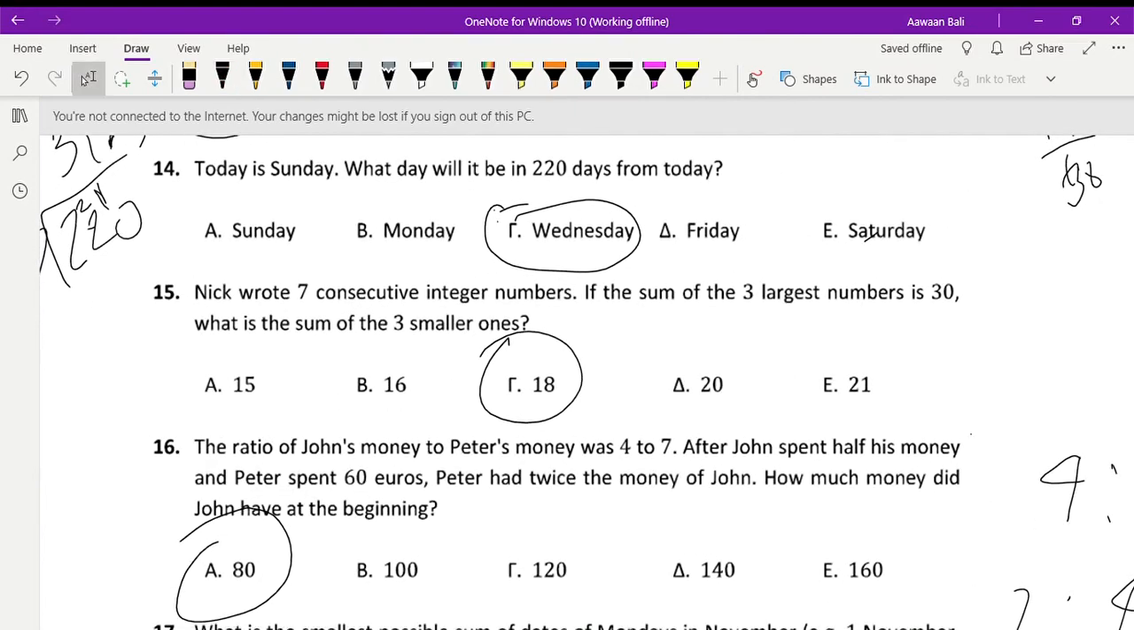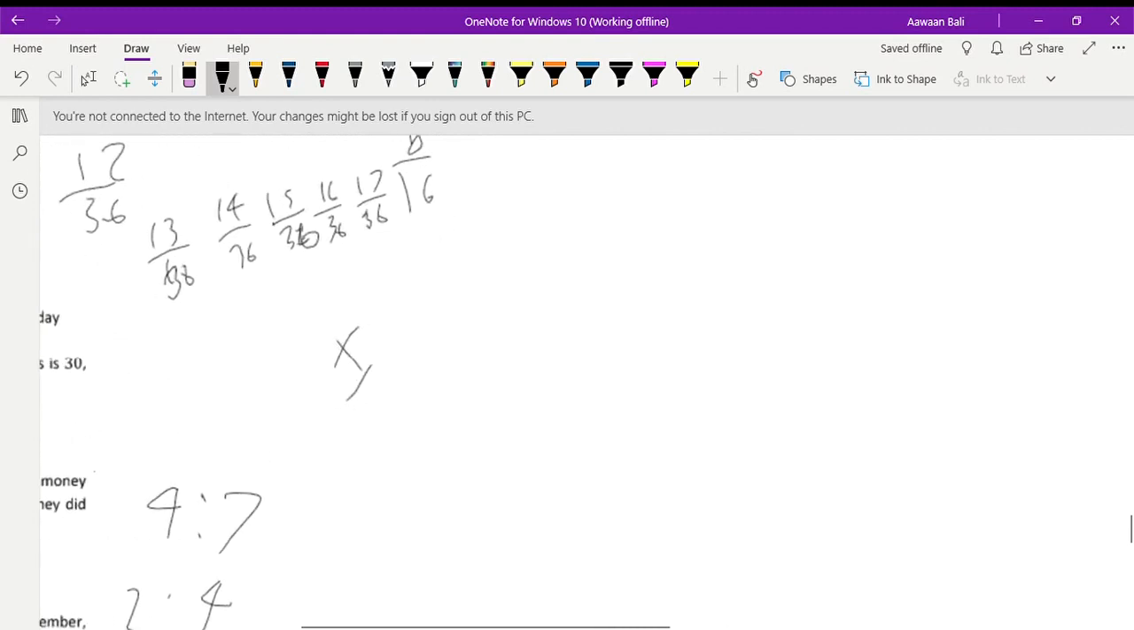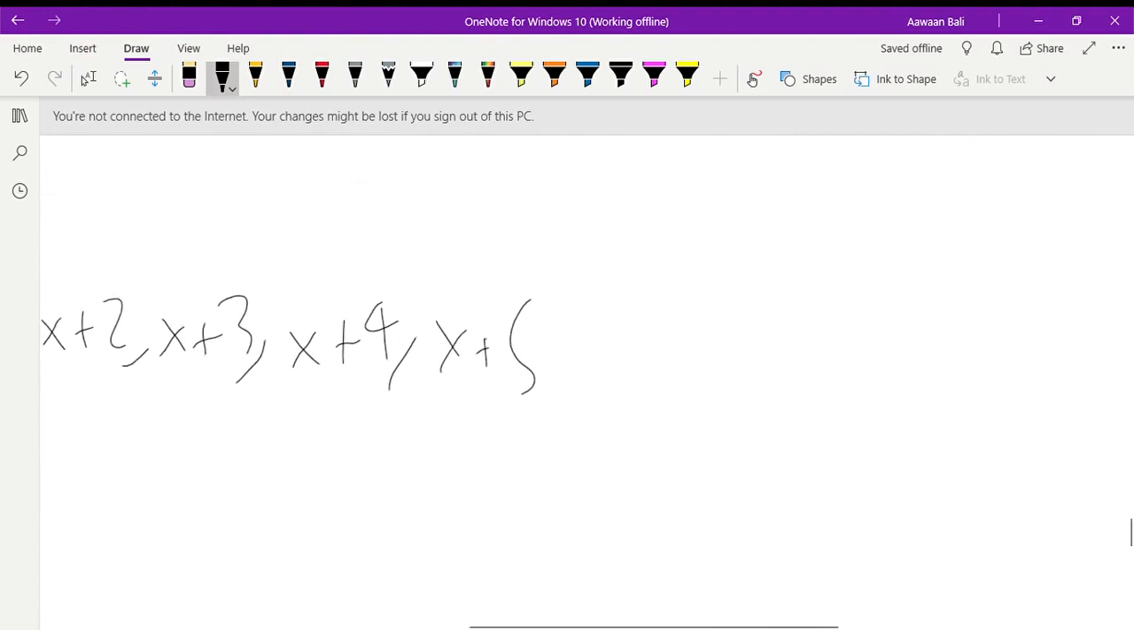Now, question number 15. Nick wrote 7 consecutive integer numbers. If the sum of the 3 largest numbers is 30, what is the sum of the 3 smallest ones? Okay, so basically there's x. So it's 7 numbers, right? So x plus 1, x plus 2, x plus 3, x plus 4, x plus 5, and x plus 6.